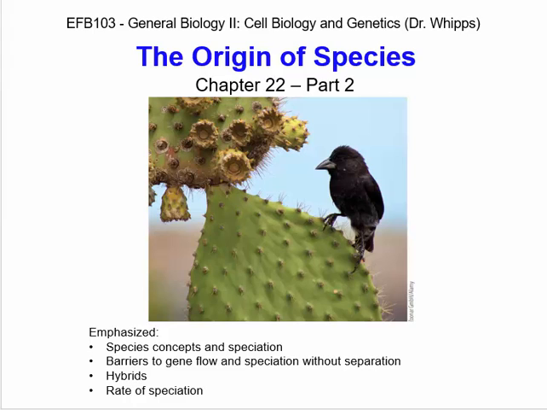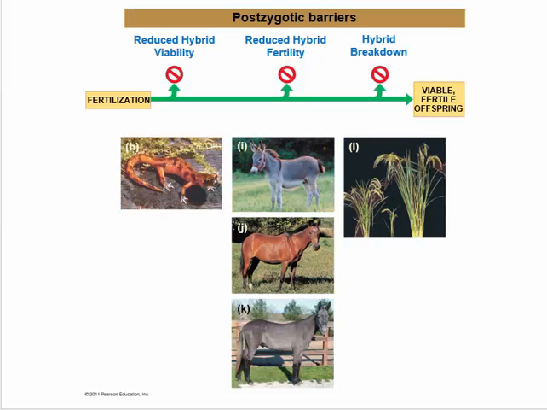Hello and welcome to part 2 of chapter 22, Origin of Species. So we've been talking about reproductive barriers, the pre-zygotic reproductive barriers. Now let's look at these post-zygotic barriers. Now, what does post-zygotic mean? Again, that just means a fertilization event has happened. So now you're starting to think about hybridization.